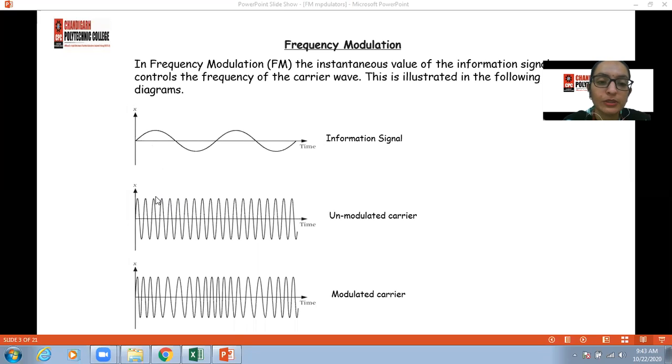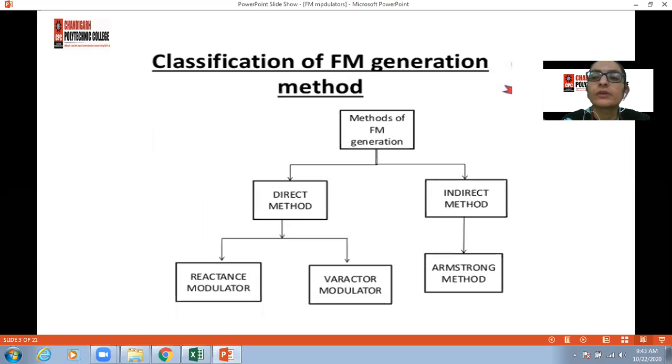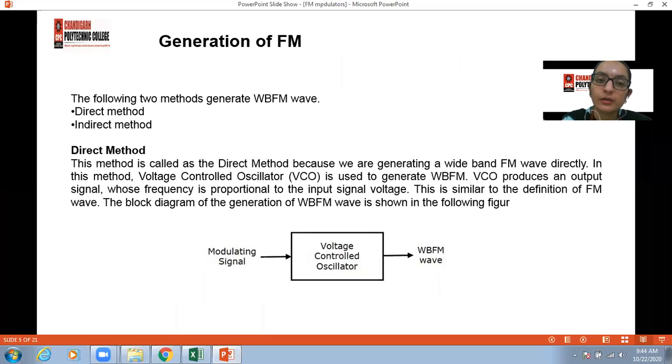Starting with the modulation techniques, or the generation methods of FM. The first method, most commonly used, is the direct method, which contains types such as the reactance modulator, the voltage controlled oscillator, and the stabilized reactance modulator. The second method is the indirect one, in which we are going to study the Armstrong method. So let us discuss the direct method.